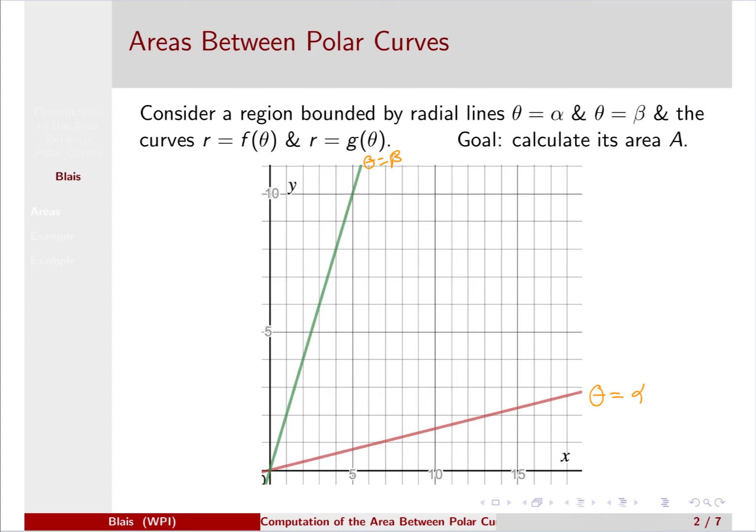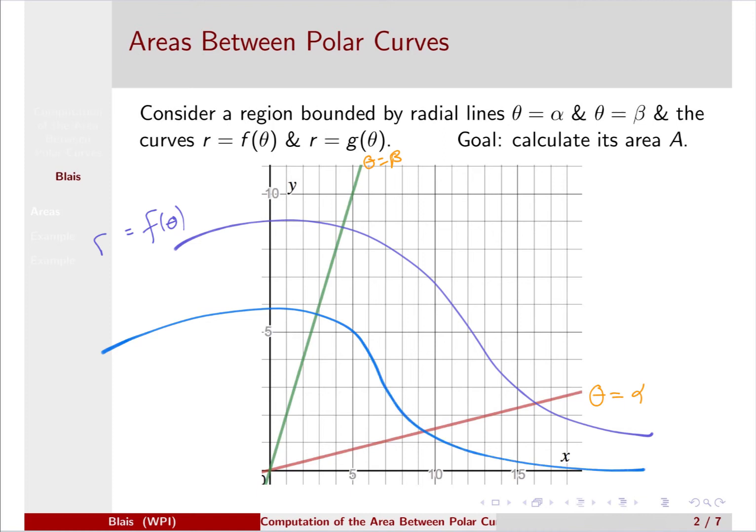So r equals f of theta, we are going to call the outer curve, and then the inner curve will be r equals g of theta. And to make this easier, we're going to call r equals g of theta r inner, and r equals f of theta r outer. We are concerned with the area bounded between these two polar curves, r outer and r inner, and these radial lines, theta equals alpha and theta equals beta.